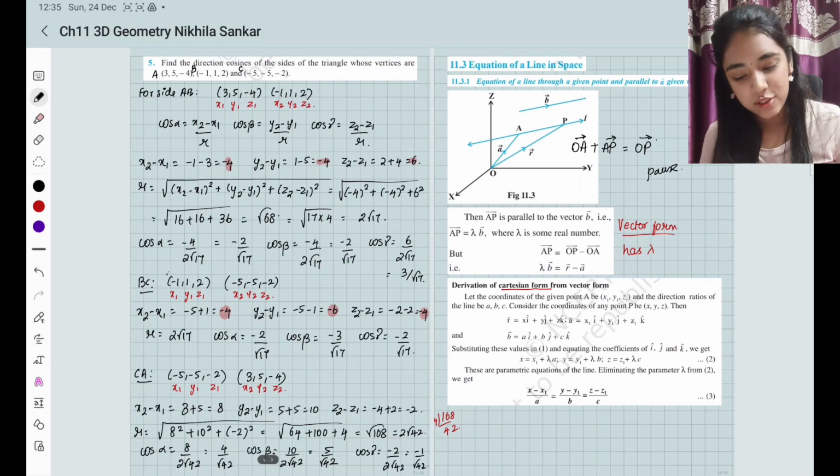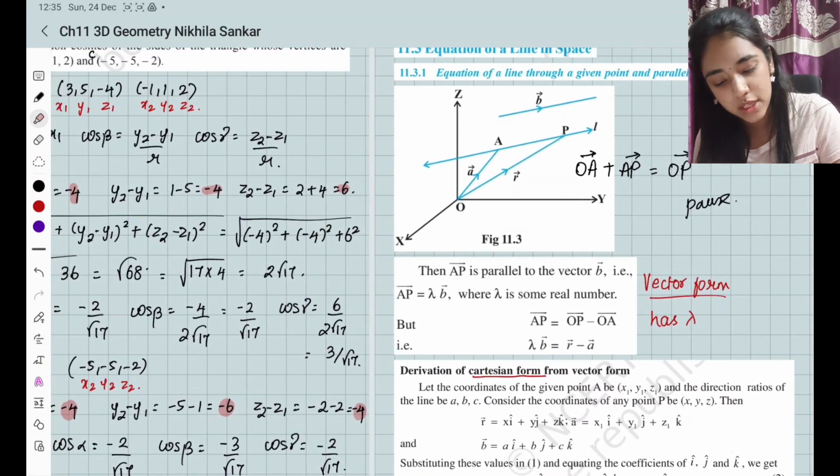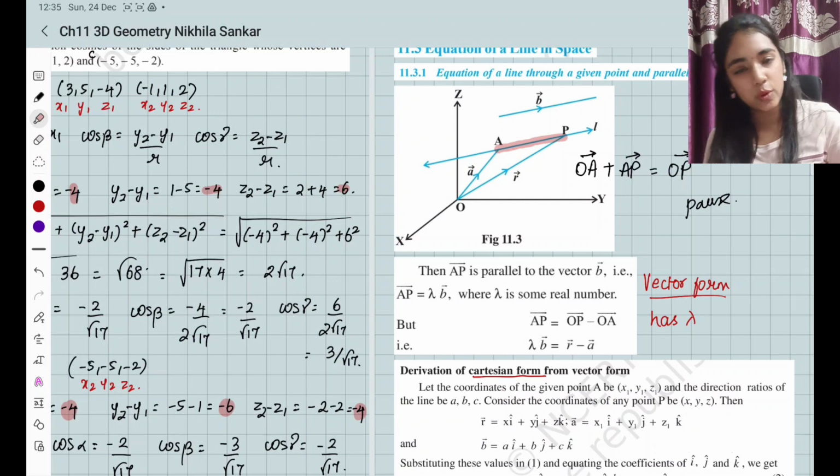Moving on to the next topic, equation of line in a space. இப்போ ஒரு spaceல ஒரு line இருக்கு. நம்ம எந்த line பத்தி பேசிட்டு இருக்கோம்? We are talking about this particular AP. Okay, so இந்த AP ஓட equation நம்ம எப்படி கண்டுபிடிக்க போறோம்?